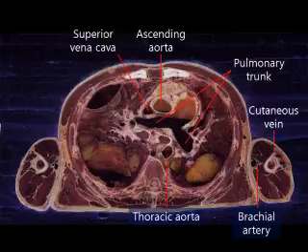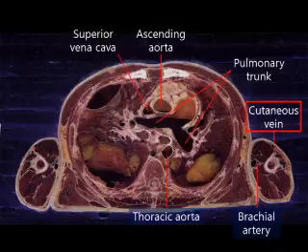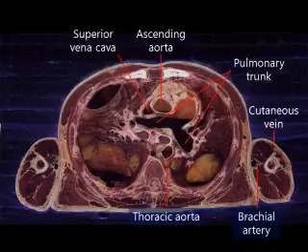On this sectioned image, you can also see the cutaneous veins of the arms. Cutaneous veins are the veins in the subcutaneous tissue. Arteries have high blood pressure, so they should not be damaged. This is why they are not in the subcutaneous tissue.